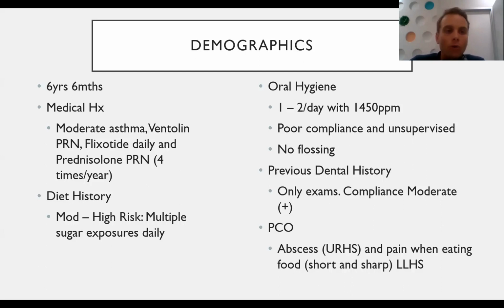It's relatively well controlled. His diet history is pretty moderate to high risk. His oral hygiene is pretty poor, and he's only ever really had dental examinations before. His compliance is moderate, so he's okay for exams and x-rays, and we're a little bit uncertain how he would go with treatment. His main concern is that he's got an abscess or a pimple on his upper right-hand side, and he's got short, sharp pain on his lower left-hand side, but it's only when he's eating.